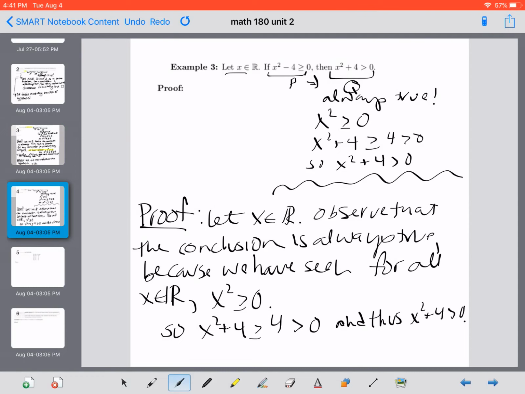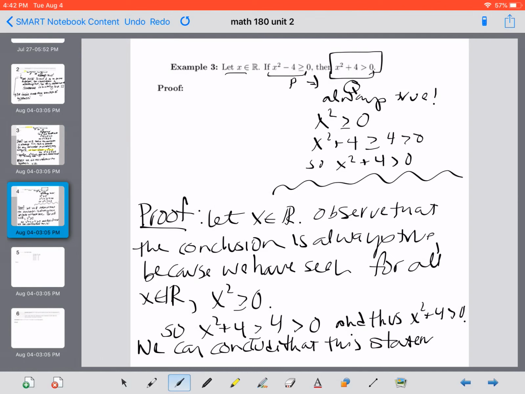We're trying to show that this conclusion must always be true. Now we've explained why the conclusion is always true. And so we can conclude that this entire if-then statement is trivially true because the conclusion is always true.